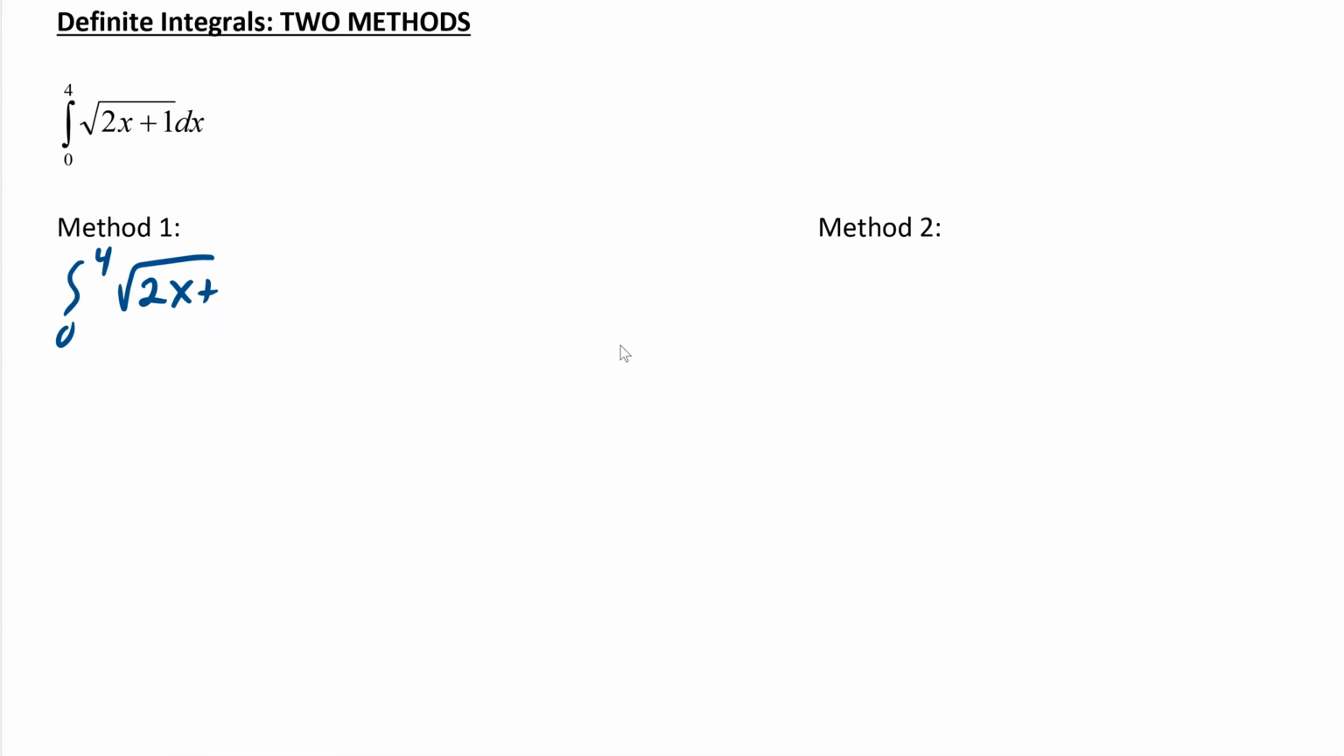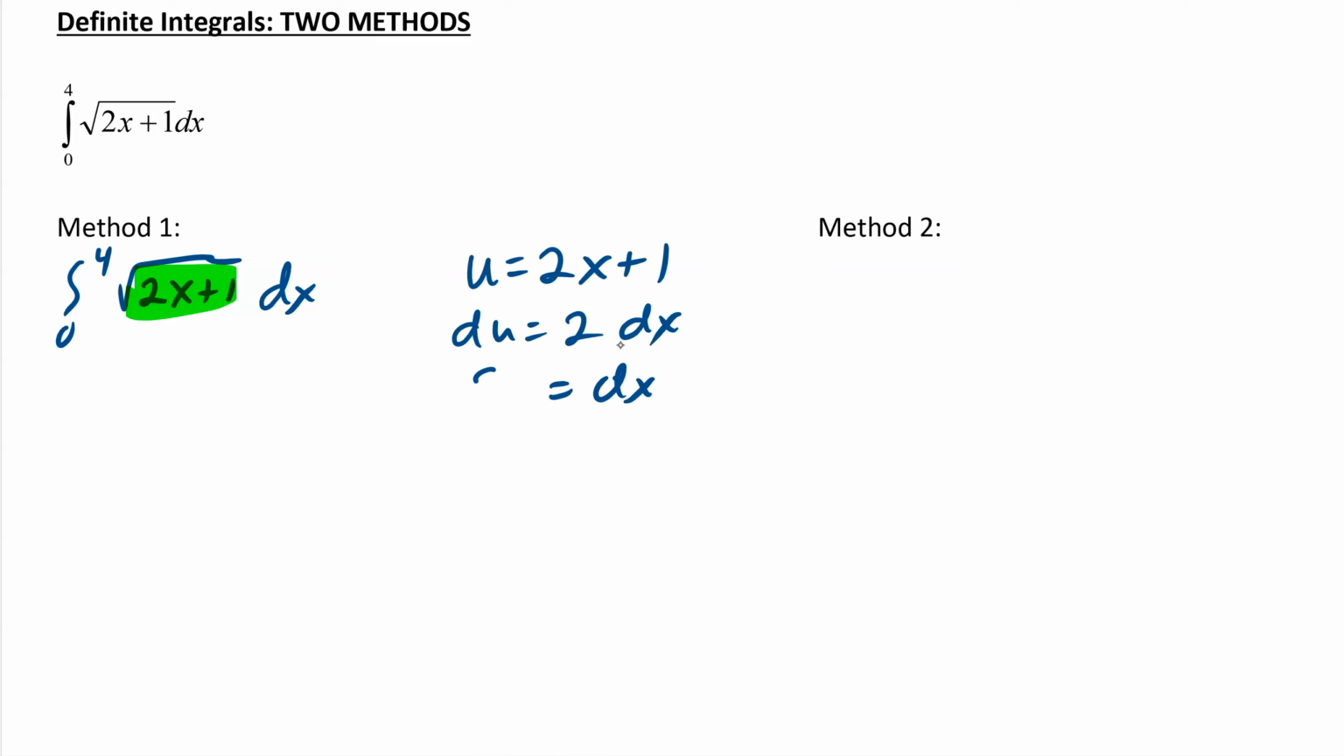So we have the square root of 2x plus 1 inside of a radical, dx. And so we start the same way. We say that's our u. It's normal u-substitution. And so our du would equal 2 dx, and our dx is equal to du over 2. So now plugging that in, we would write this, and we put 0, 4, right? Square root of u, du over 2.